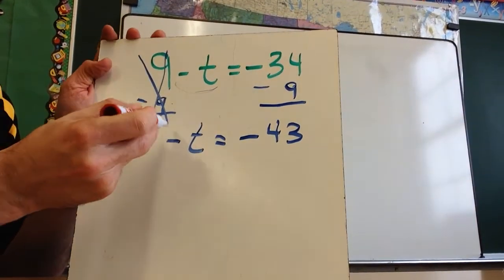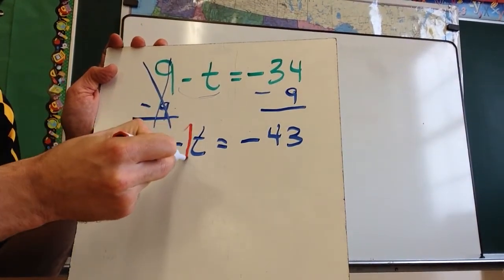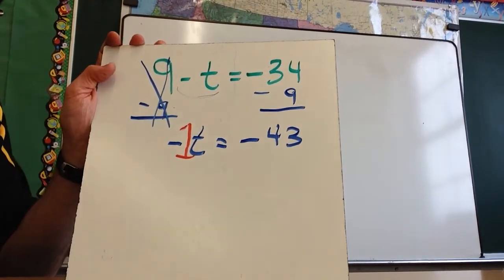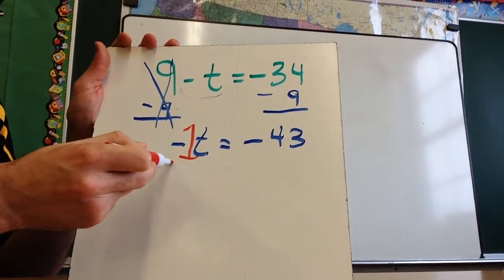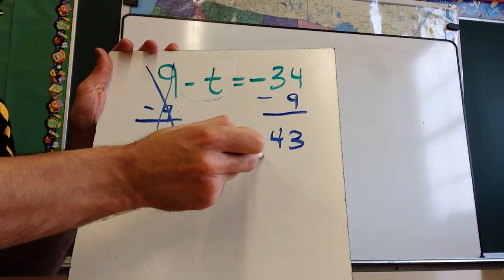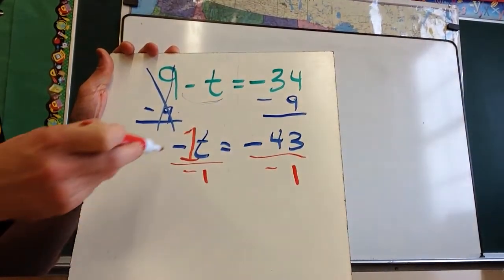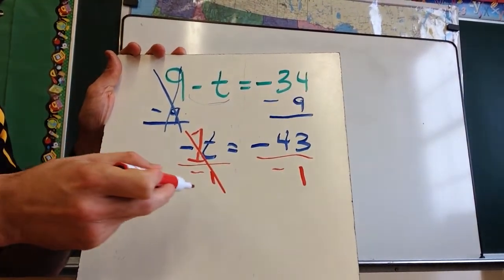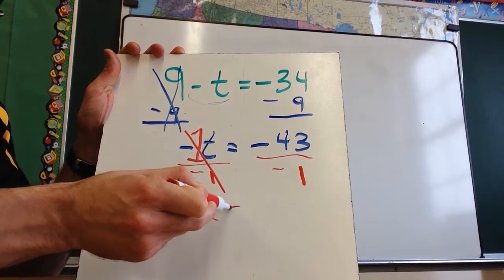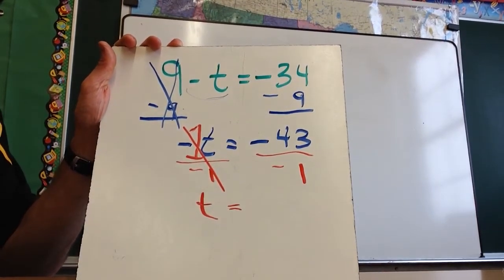A lot of people forget about the number that's in front of the t, but remember that there is a 1 here, which means that it's a negative 1 in front of the t. So I'm going to divide by negative 1 on this side, and divide by negative 1 on this side. Now the negative 1 and the negative 1 cancel each other out, so I'm left with just t on the left, which is perfect because that's what I want.